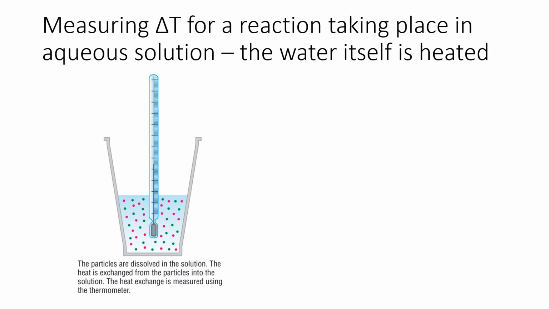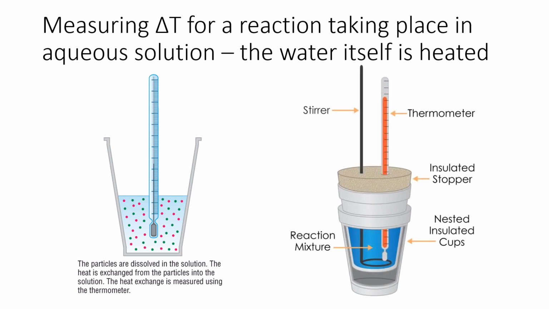So the first one is measuring delta T for a reaction taking place in aqueous solutions such as delta neut H or delta rH. This means the water itself is heated, and you'd set it up something like that with two polystyrene cups, one inside the other, to try and minimize heat loss. So what's happening here is that the reaction mixture is dissolved in water. So the water itself is the surroundings that absorbs or loses heat. So therefore the thermometer is measuring the temperature of the water in situ.